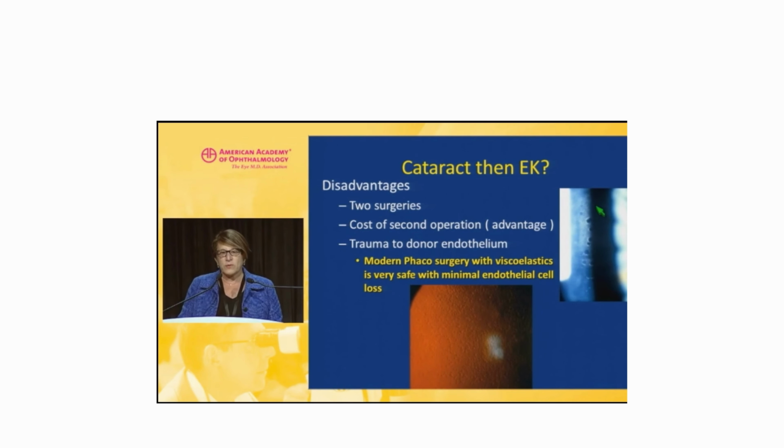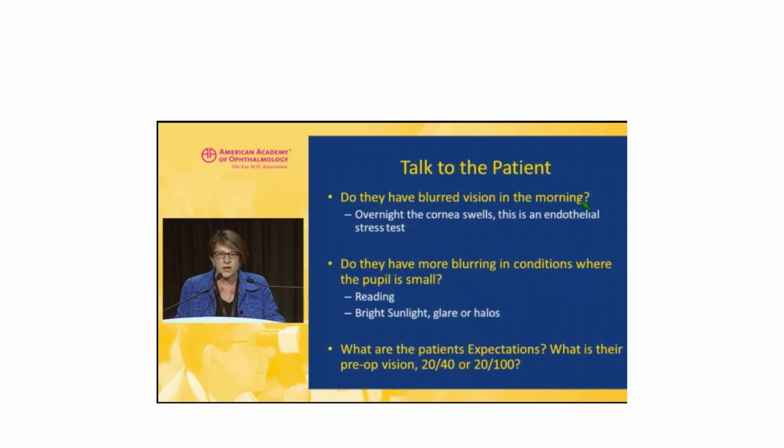But the big argument traditionally has been that trauma to the endothelium is a problem in that patient with guttata, as we see here. But we all know that with modern phacosurgery, viscoelastics now make it very safe to do cataract surgery. So how do you actually sort these 2 things out? It's not rocket science. First, you talk to the patient. Do they have blurred vision in the morning?